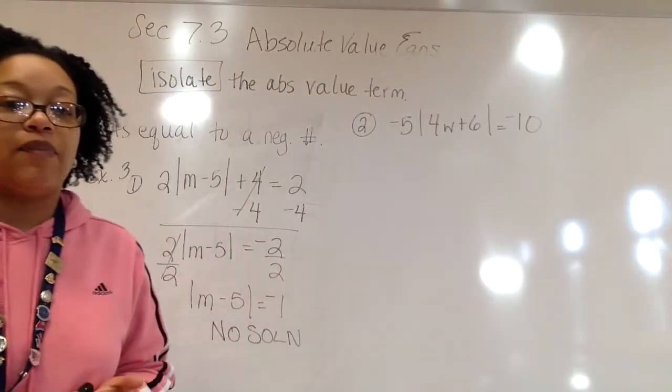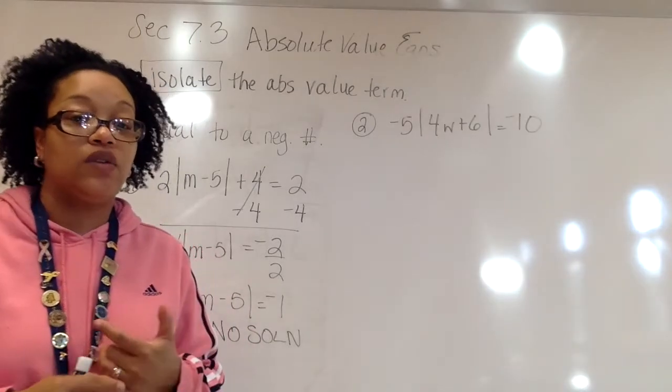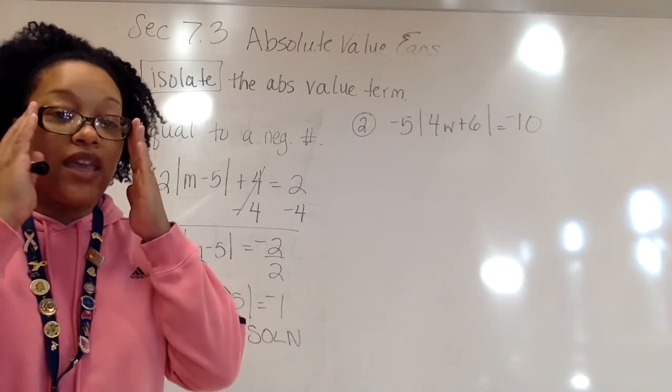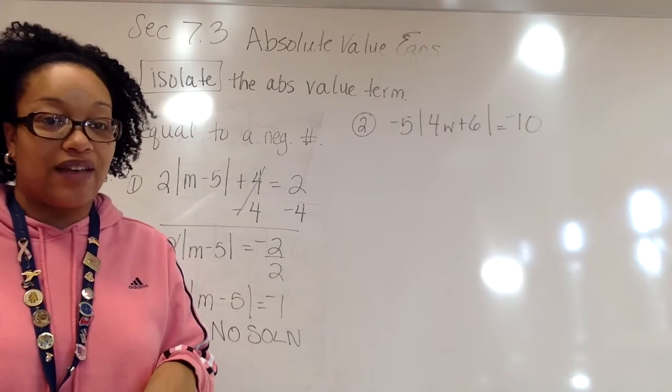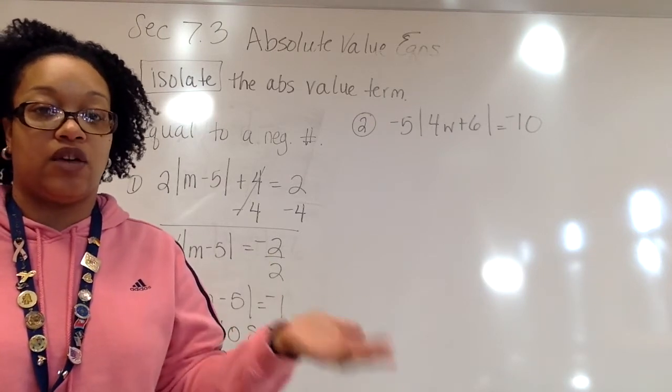Okay, so let's look at example number 2. And remember, we are incorporating possibly having a no solution answer if after you isolate your variable, you end up with a negative number on the other side of the equal sign.